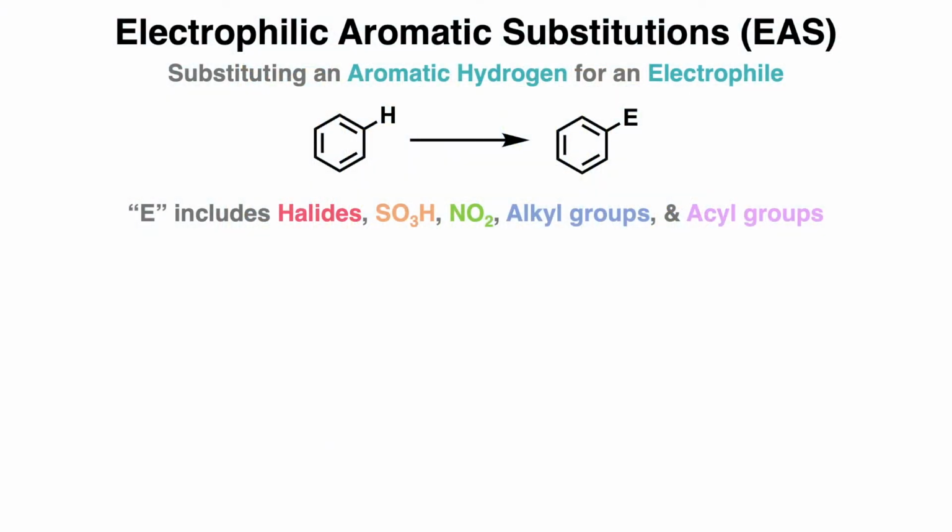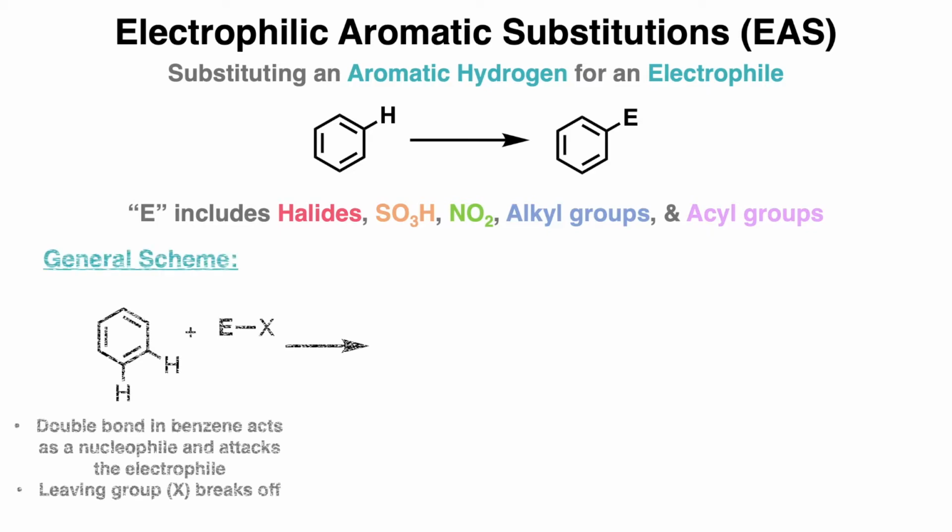Electrophilic aromatic substitutions or EAS reactions are where one of the aromatic hydrogen atoms is replaced by an electrophile. There are a variety of new groups that can be installed on an aromatic ring, such as halides, sulfonic acid groups, nitrate groups, alkyl groups, and even acyl groups or carbonyls.